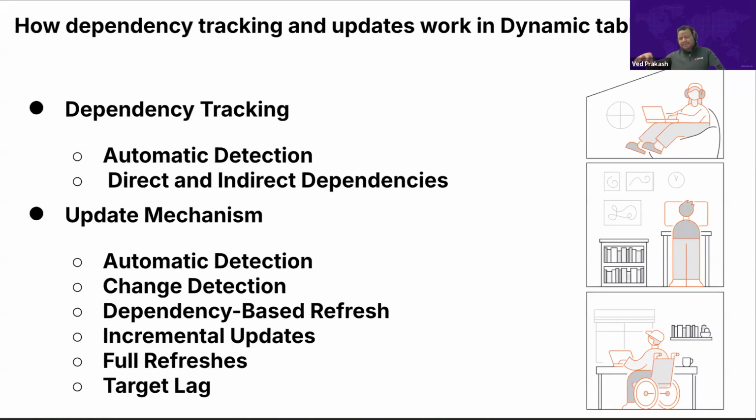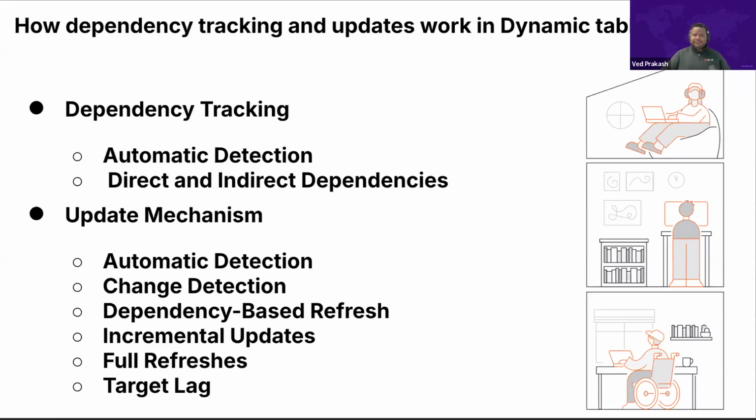This creates a dependency graph, which we'll see further on the Snowflake UI itself. And then direct and indirect dependencies. Snowflake tracks both direct dependencies, the tables directly referenced in the query, and indirect dependencies, the tables that those tables depend on, and so on. This ensures that any changes relevant to the dynamic tables are captured. That is the automatic detection, direct or indirect dependency. Then it comes with the update mechanism.